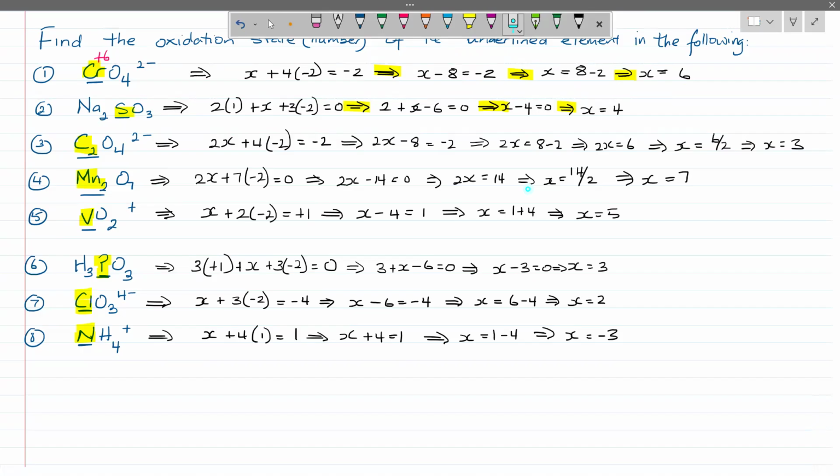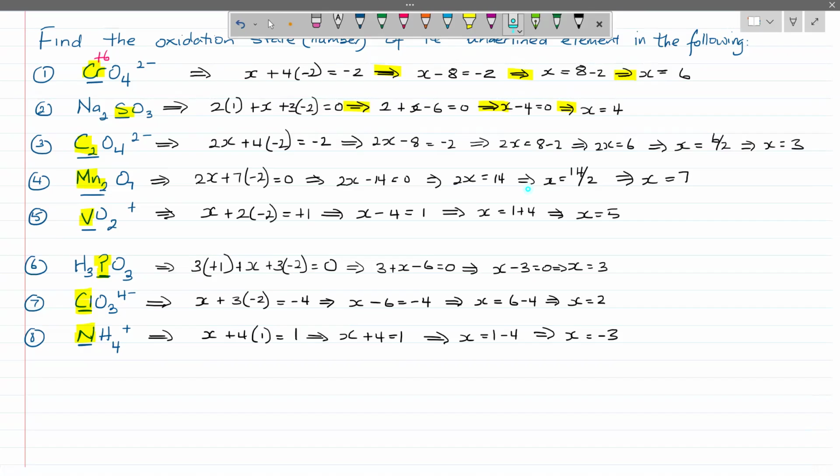Right? Next question. We have Na is 1. There's 2 of them. So I get 2 by 1. S we're trying to find. We have 3 oxygen. So 3 by -2 will give me a -6. Right? So 2 plus x minus 6. We're working out the 2 and the -6 to give more x minus 4 is equal to 0. And then we're moving that -4 across. We're going to get x is equal to 4.